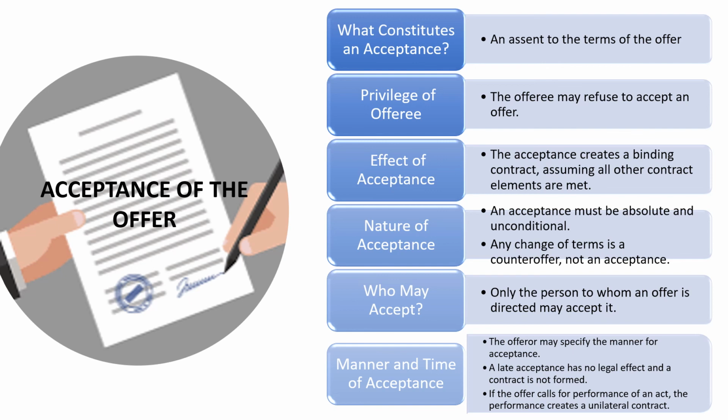Now, with an acceptance, the crucial piece of it is the manner of acceptance, which is the mirror image rule that I referred to, making sure that you are accepting the exact precise terms. And then the other portion of this is the timing of the acceptance. When is your acceptance effective? So let's look at that more closely.